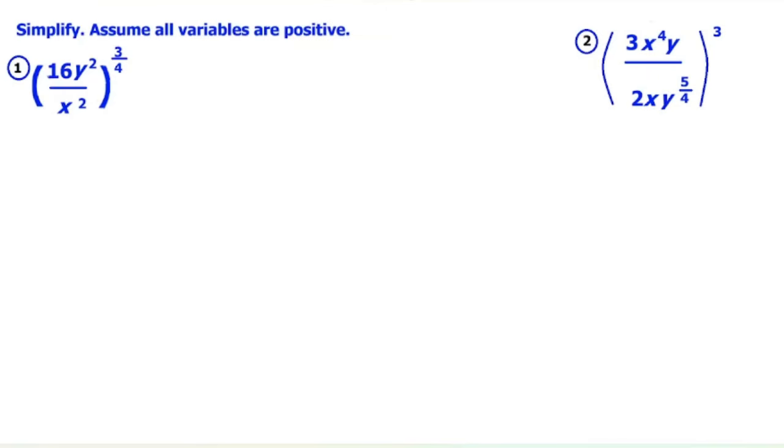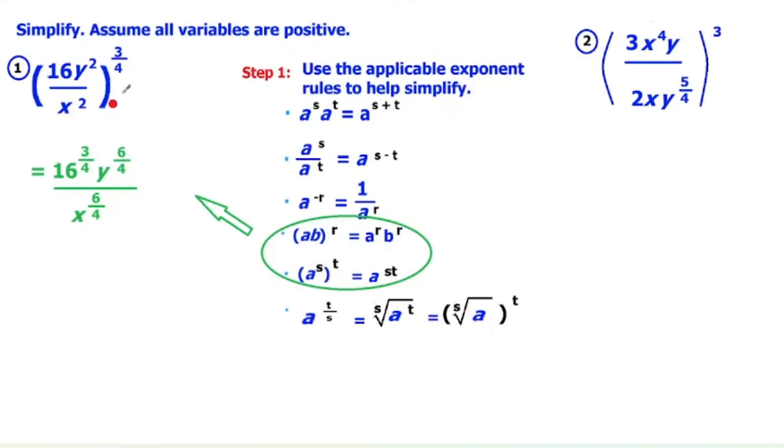In this video, I'm going to teach you in detail about the power rule with rational exponents. So if we have a problem like this that says simplify, assume all variables are positive, and we have two quite complicated looking problems. By the time we're done, you'll be an expert at how to do these, okay? So first thing, let's work on this one.